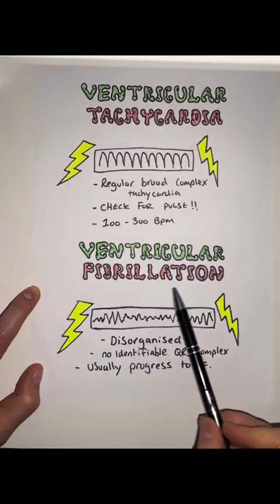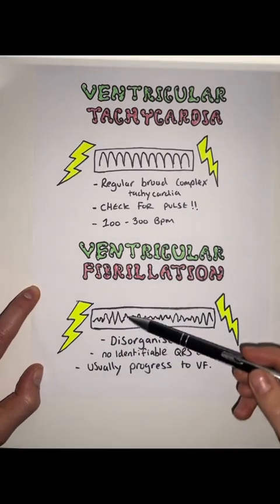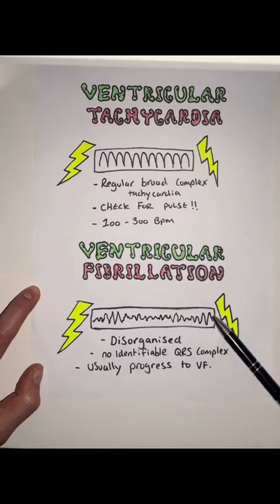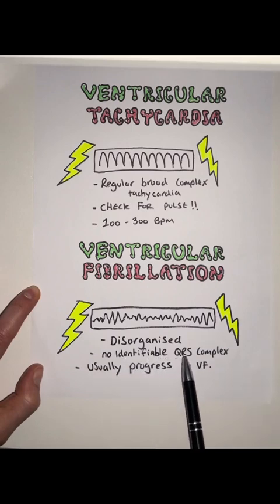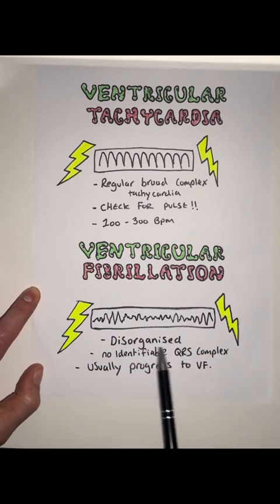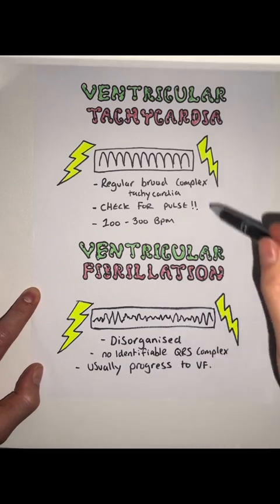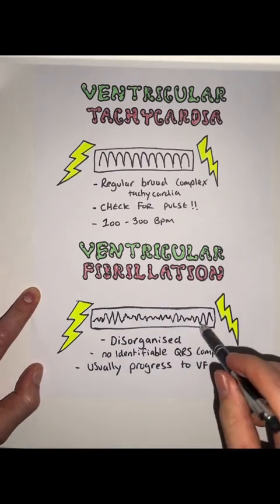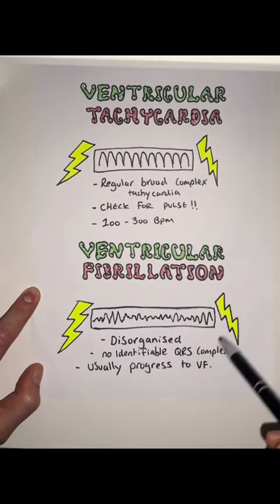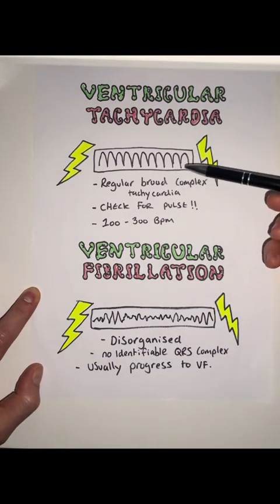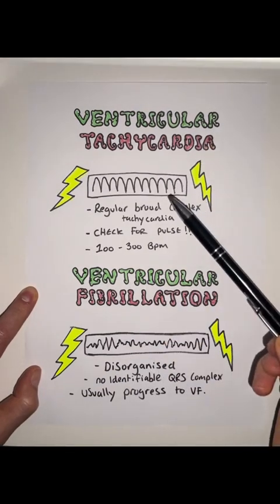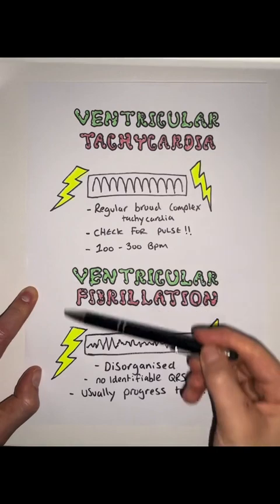In ventricular fibrillation, the rhythm strip will look much more disorganised like this. You'll have no identifiable QRS complex, and usually this is the precursor to going to regular tachycardia. I've seen it go from this to this so many times in hospital, so just be prepared for that switch up on the monitor. These are your 2 shockable rhythms, and just think V for volt and electricity.